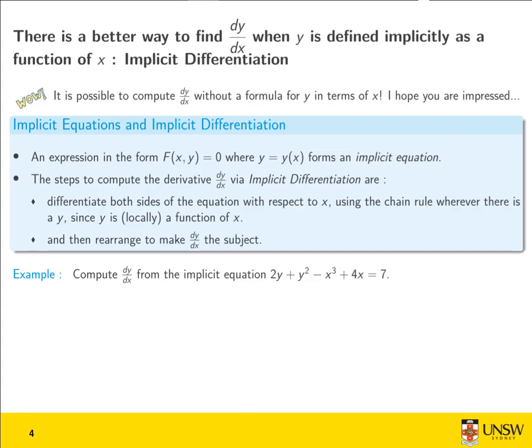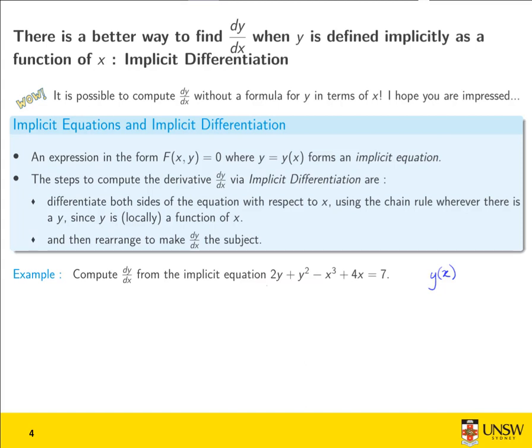Let's see how we're going to do that. Let's start with the example. So we assume that y is a function of x, although we don't have an expression for the function. Now, if you look at the example, these two expressions are equal. Well, if they're equal, their derivatives will be equal. So what we do is take the derivative with respect to x of both sides.